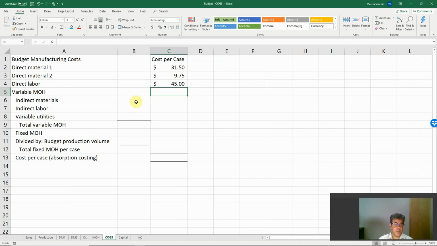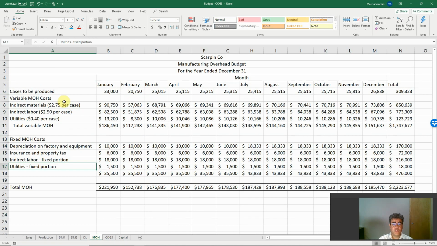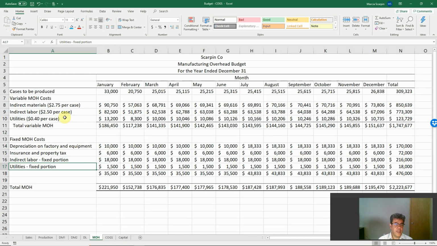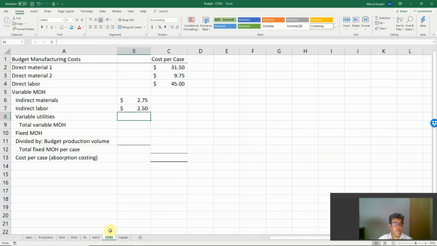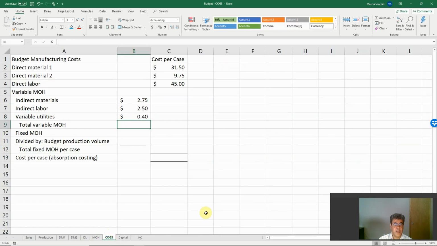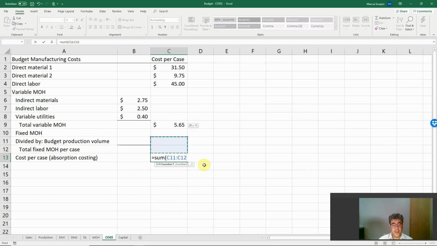Variable manufacturing overhead. What do we have here? Indirect materials, 2.75 per case. So we could put this number in one cell. It would be easier. So 2.75. Here, indirect labor, 2.5. Variable utilities, 0.4, our given numbers. And the total of variable manufacturing overhead is the sum of these individual manufacturing overhead. And our cost per case here, we can sum it. 91.9 if we are talking only about variable costs.